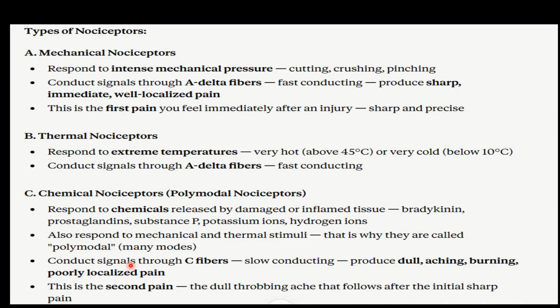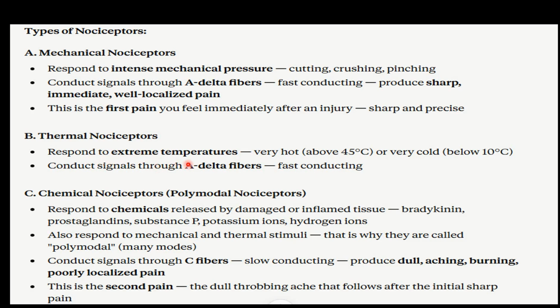This is the first pain you feel immediately after injury, sharp and precise. Okay, so this is the first very sharp and very precise pain. Okay, so you can say it's a pinpoint pain. Okay, second thing is thermal nociceptors.